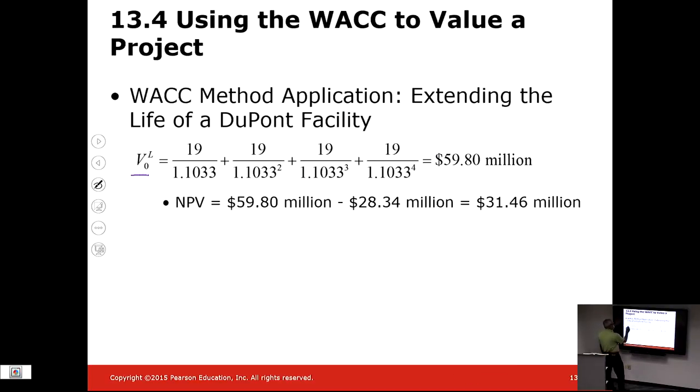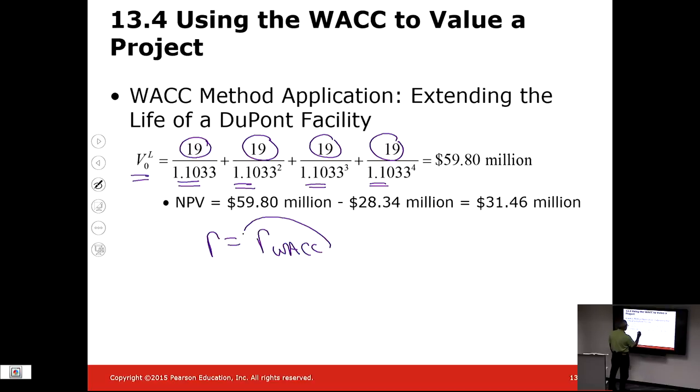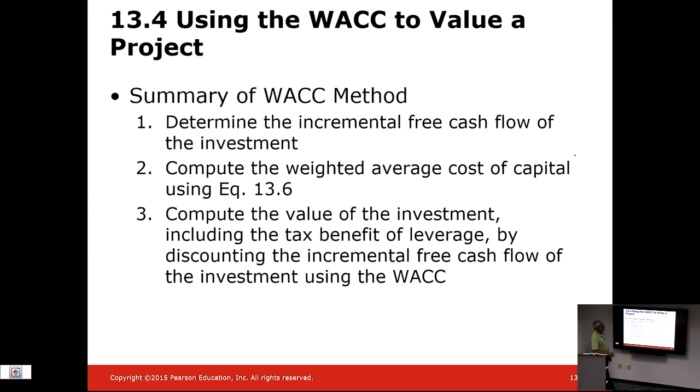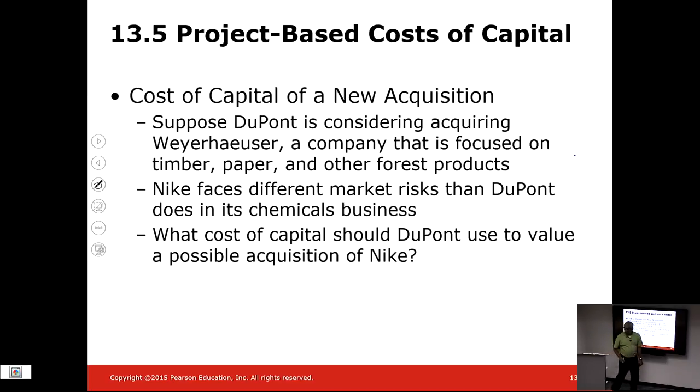So, the value of the levered firm is going to be the value of the levered project. We take the cash flows based on unlevered income, then we divide them by 1 plus r, 1 plus r squared, 1 plus r cubed, 1 plus r to the power 4. So this r that we are using over here is the weighted average cost of capital, which is inclusive of the impact of debt. Then from this, I subtract the initial investment of 28.34. That's positive, check mark. We accept the project. So that completes our discussion on chapter 13.